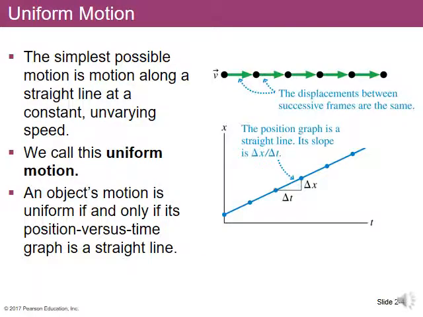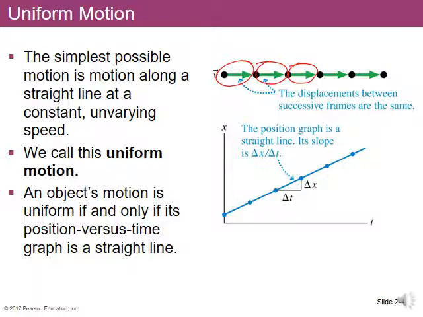The simplest possible type of motion is motion along a straight line at a constant speed. We call this uniform motion. Now, what this looks like on a motion diagram is dots that are equally spaced apart with equal velocities between each one. So we can see from that we're moving at a constant velocity in the same direction all the time and the same speed all the time. That's the motion we're going to start studying first because it is the absolute simplest that we can.